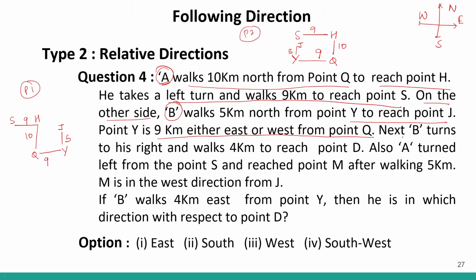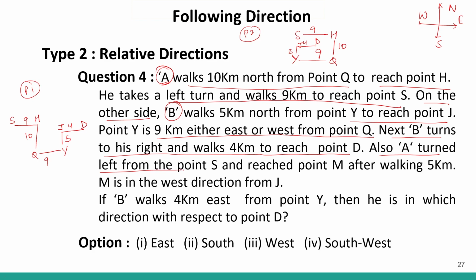Now let us continue solving. Next, B turns to his right and walks 4 kilometer to reach point D. So B was here, he turns to his right and walks 4 kilometer to reach point D. Over here, he turns right to D, reach D.